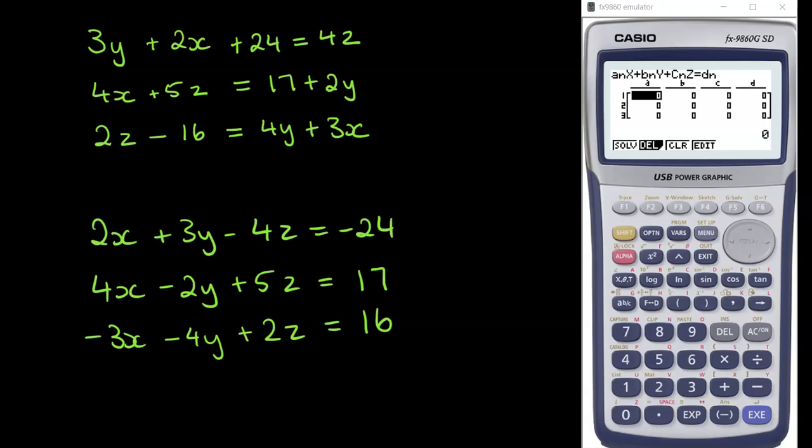Then we hop on over to the calculator and start putting in our coefficients. I've entered those coefficients into the table there, and now we will go ahead and press F1 to solve it, and we get that x is -2, y is 0, and z is 5.